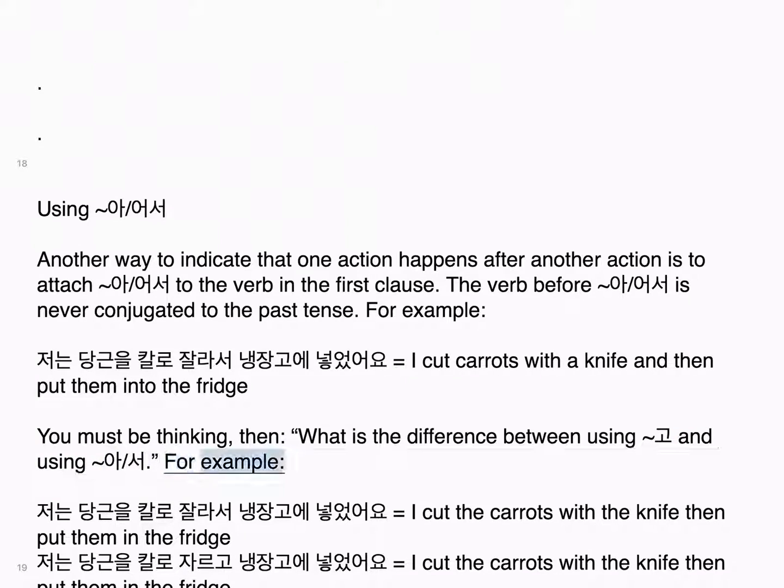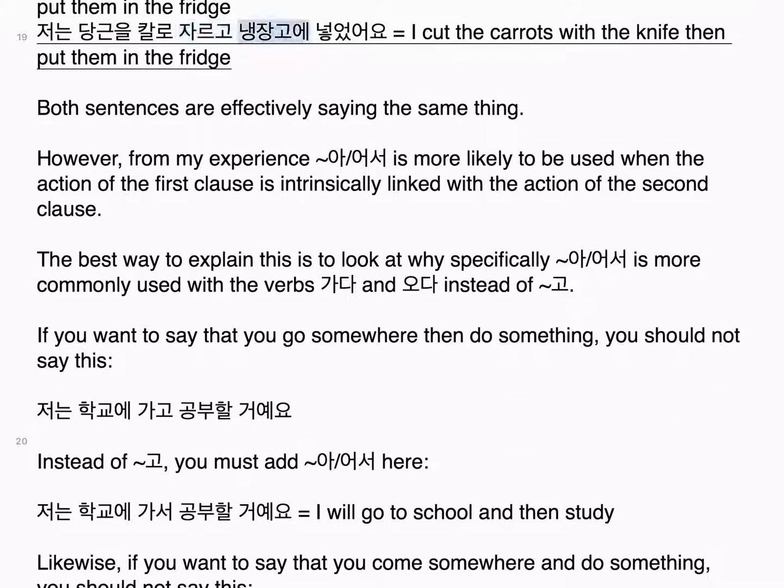For example, 저는 당근을 칼로 잘라서 냉장고에 넣었어요. I cut the carrots with the knife then put them in the fridge. 저는 당근을 칼로 자르고 냉장고에 넣었어요. I cut the carrots with the knife then put them in the fridge. Both sentences are effectively saying the same thing.